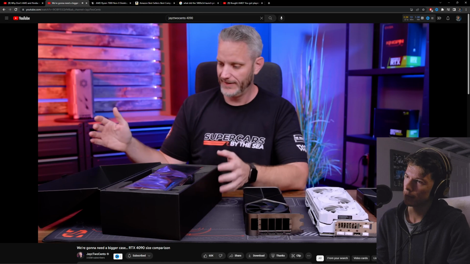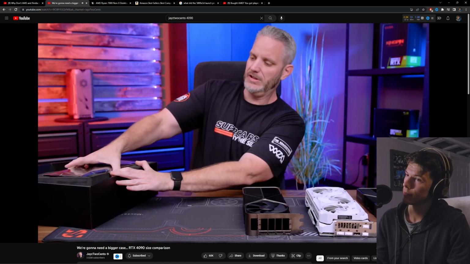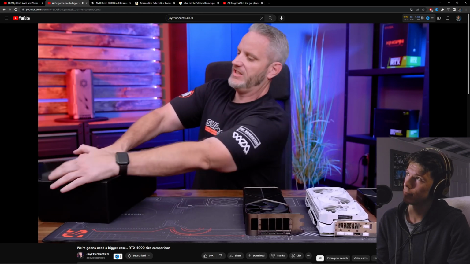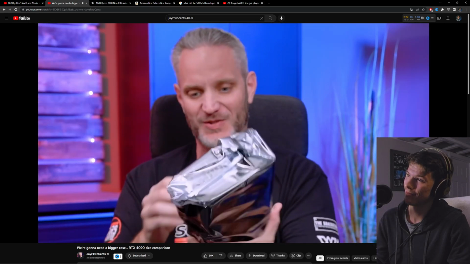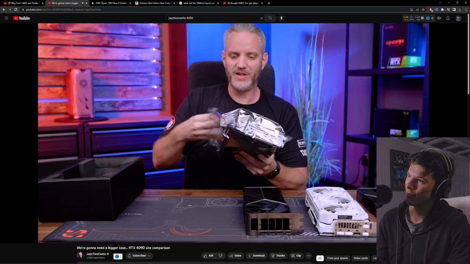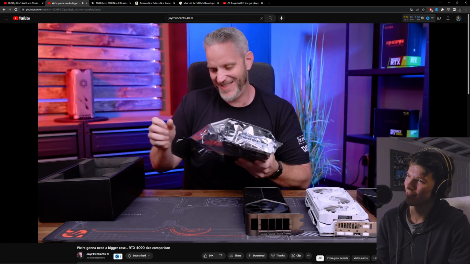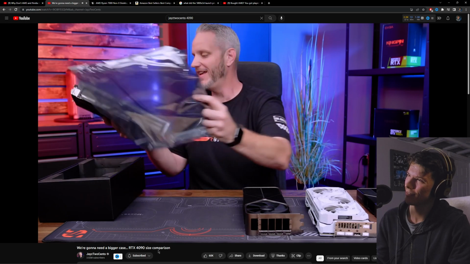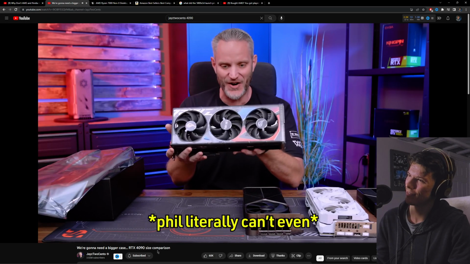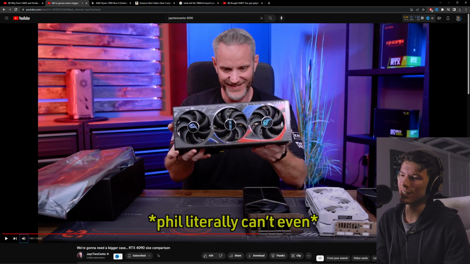Oh my God. What the actual frick? This is what happens when you put the wattage of an entire PC into a card. Yeah, you get these cards because they draw so much power to be so ginormous.